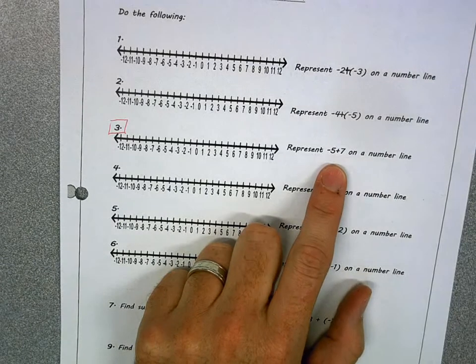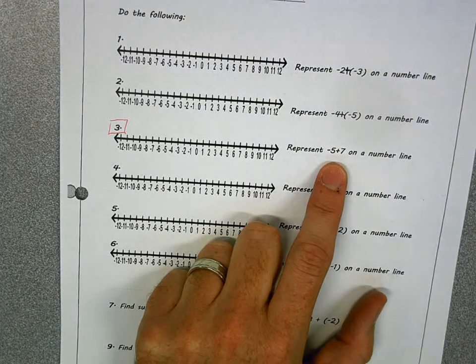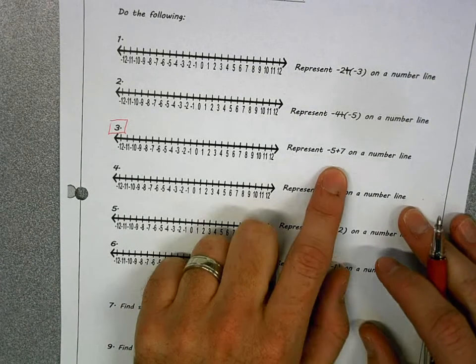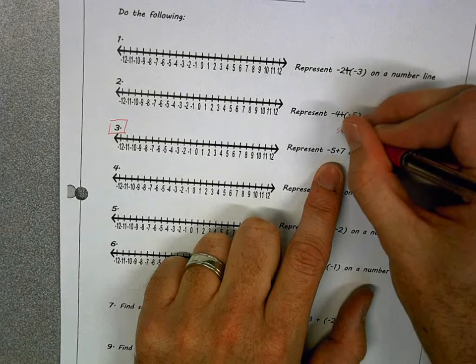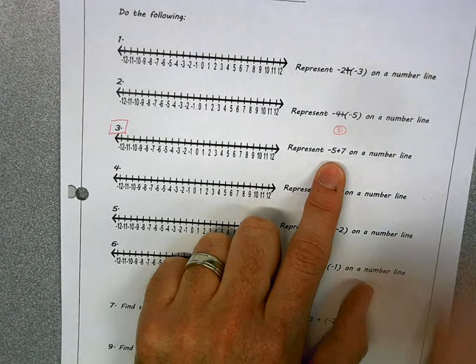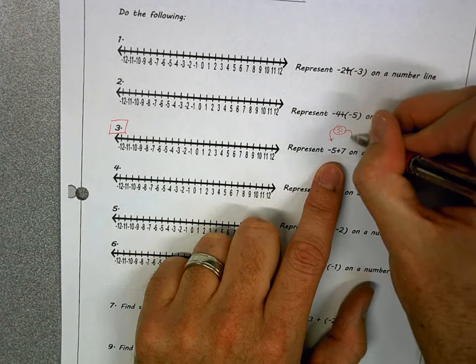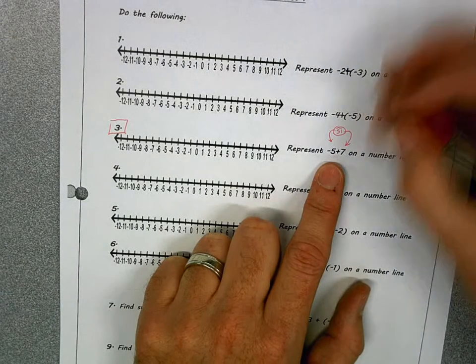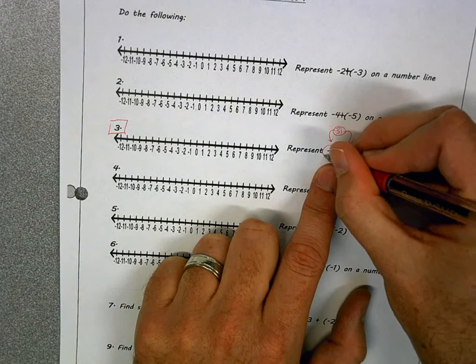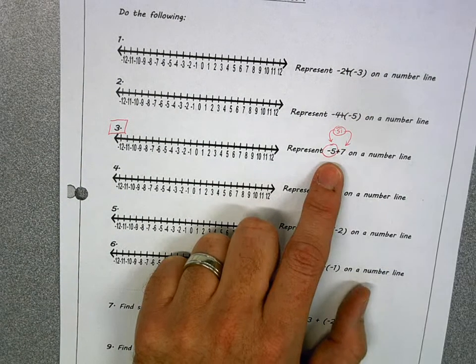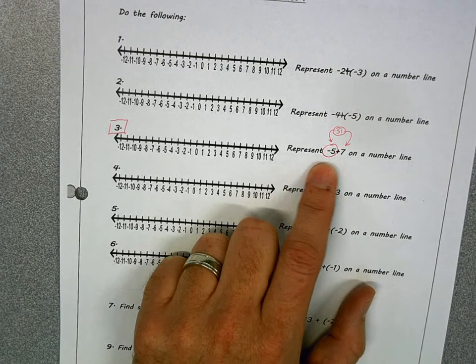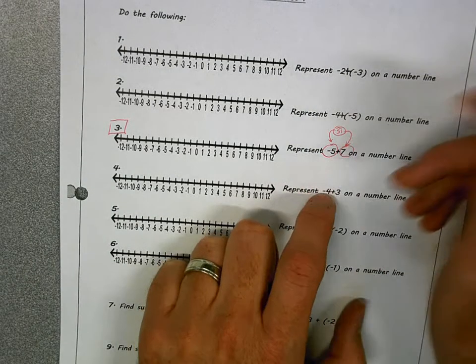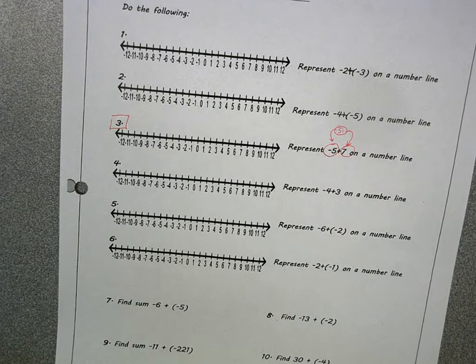It says represent -5 plus 7 on the number line. The very first thing I'd like you to do is what I had you do yesterday. We're going to start this lesson by recognizing both integers by circling them and their signs to the left of them. So 5 is negative, 7 is positive. Okay, 5 is negative, 7 is positive.